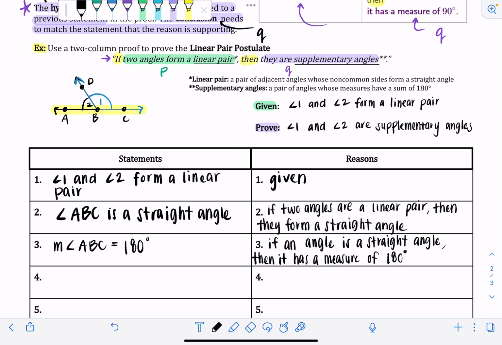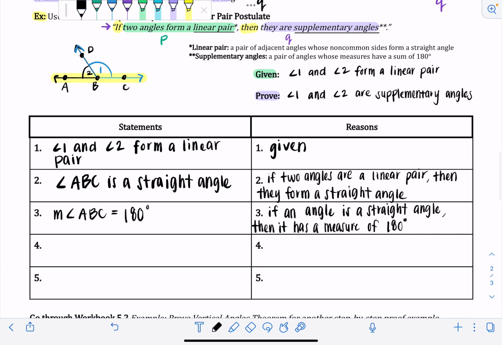And then next we can use something called the angle addition postulate, where we know that if we take two smaller angles and we add them together, we get the bigger angle. So we don't really know the angle measurements of our smaller angles, angle 1 or angle 2, but we know that if we add them together, we get our straight angle, that entire thing. So we know that's the measure of ABC, so we're going to state that next.